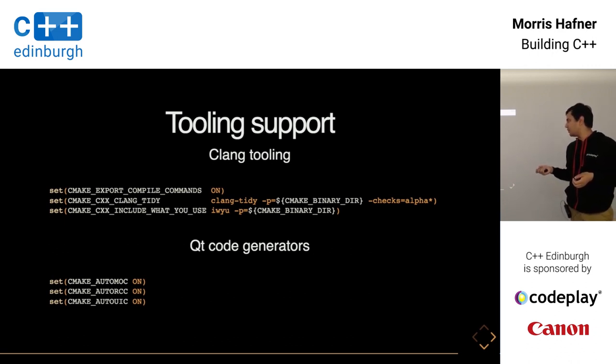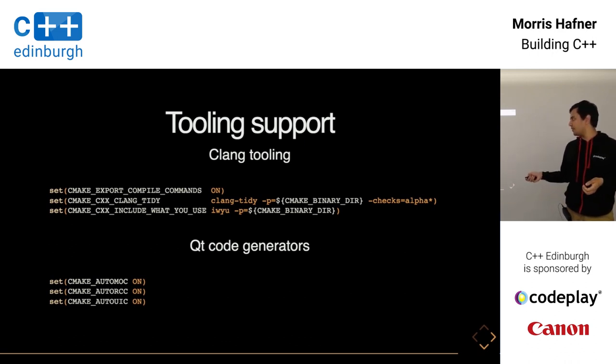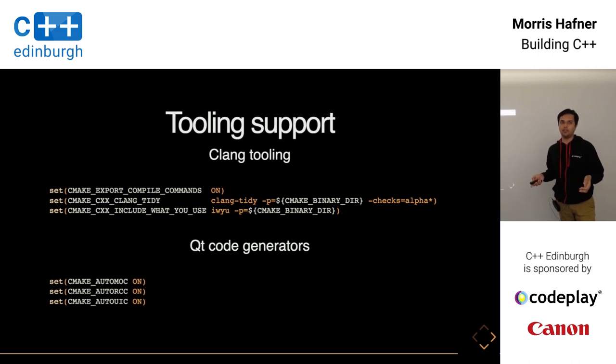And yeah, the Qt code generators. If you've ever heard complaints about moc and rcc and the other code generators, it's usually when you're writing CMake. It's just those three lines of code that you need to add at the top of your CMake. So you just set AUTOMOC, AUTORCC, or AUTOUIC, depending on what Qt features you use, and you're done.